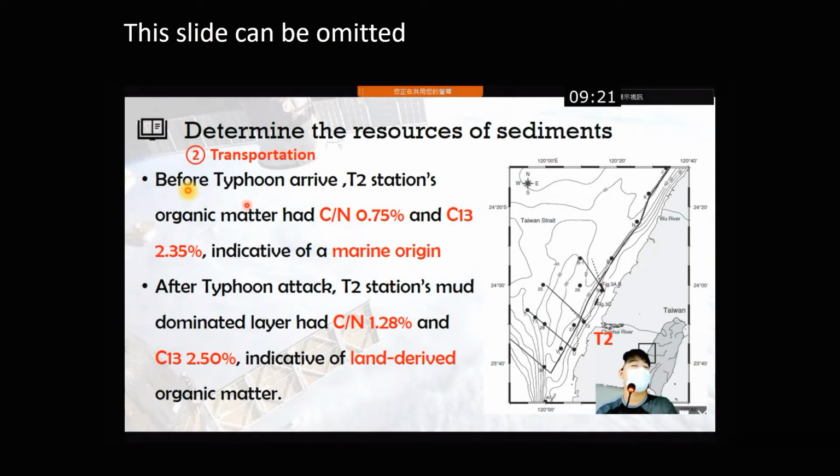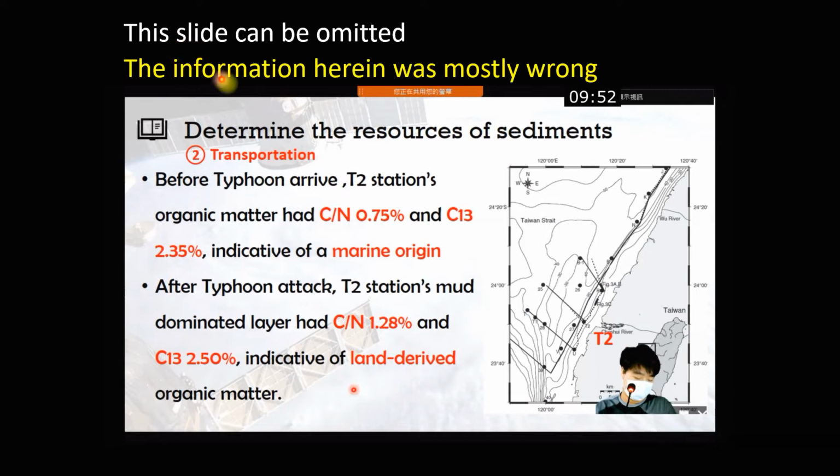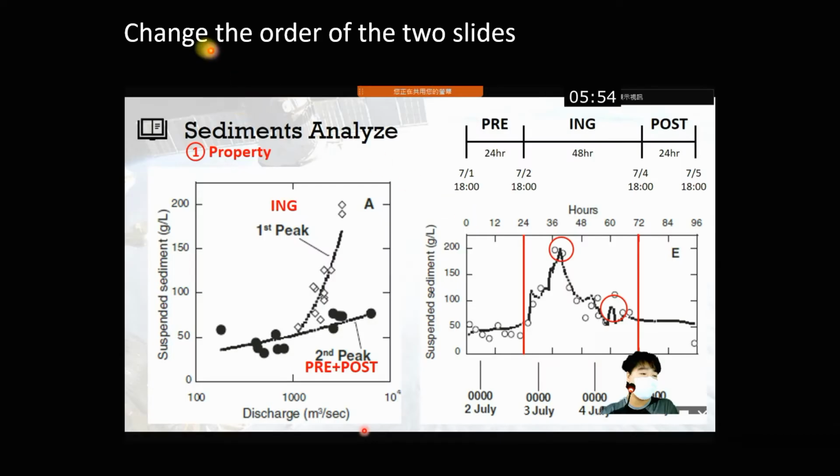So they use some chemical analysis to indicate that before the typhoon, the station of here, the sediments is indicated of a marine origin. Because the information here and here was wrong. The flow of logic. He can change the order of these two slides.